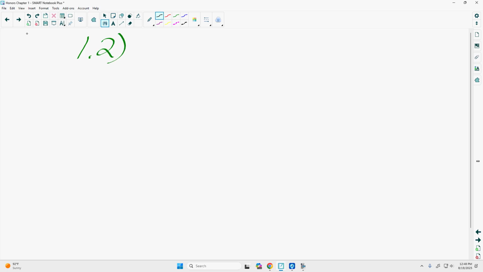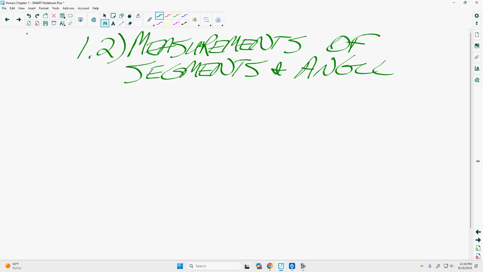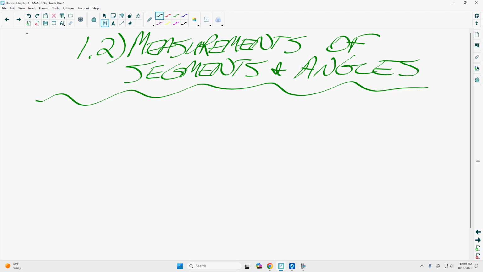Today, we're doing measurements of segments and angles. Remember yesterday, I think I wrote angels instead of angles. I don't know how far we're going to get. This is a lot. So we may break this assignment up into just a couple parts, like one assignment over a couple of days.